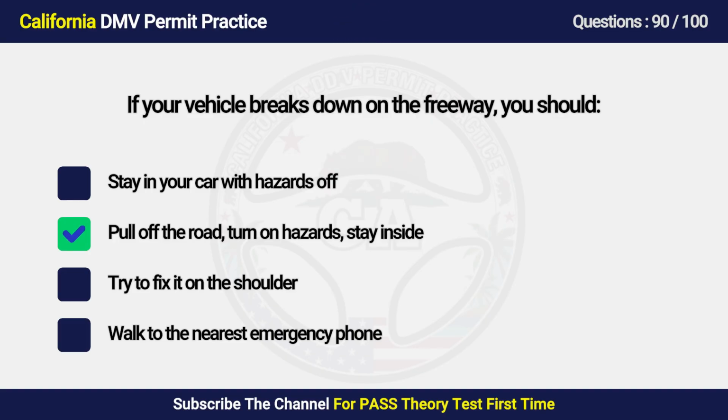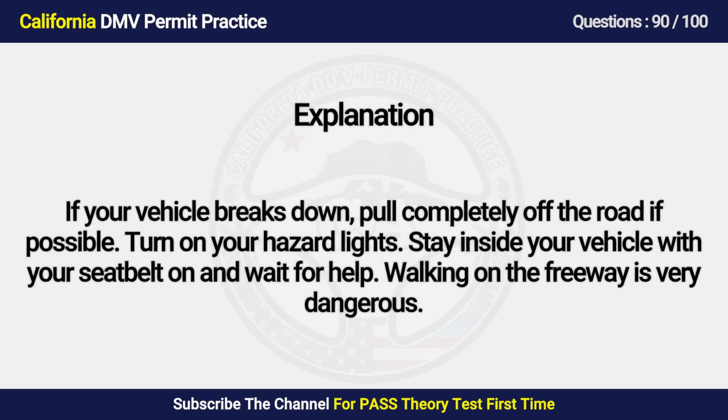Answers is B. Pull off the road, turn on hazards, stay inside. If your vehicle breaks down, pull completely off the road if possible. Turn on your hazard lights. Stay inside your vehicle with your seatbelt on and wait for help. Walking on the freeway is very dangerous.